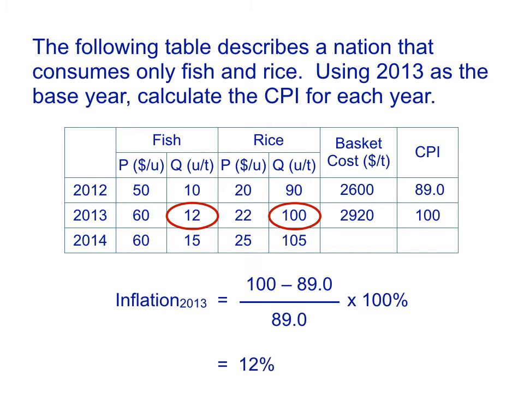So, getting back to what I had mentioned earlier, how about you go ahead and do the 2014 calculation? If you need to pause your video at this point, I would recommend it. For your 2014 calculation, you should have gotten a cost of the basket of $32.20, and this gives you a CPI of 110.3. And of course, if the CPI is 110.3 in 2014, my inflation for 2014 would be 10.3%.